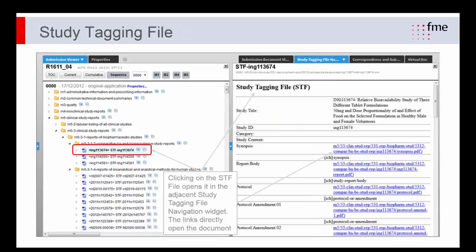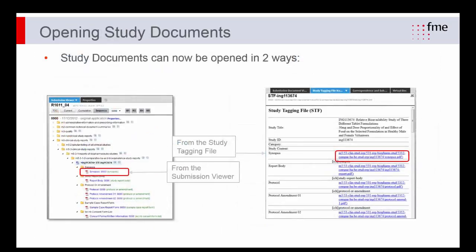Hopefully, here we go. This is where I wanted to show you the study tagging file structure. On the left, you can click on the STF file, and it opens in the adjacent navigation widget on the right-hand side, and you can see the link. So this is where you can navigate and click through the STF structure and have access to the documentation within this view. So it's another screenshot of that process.